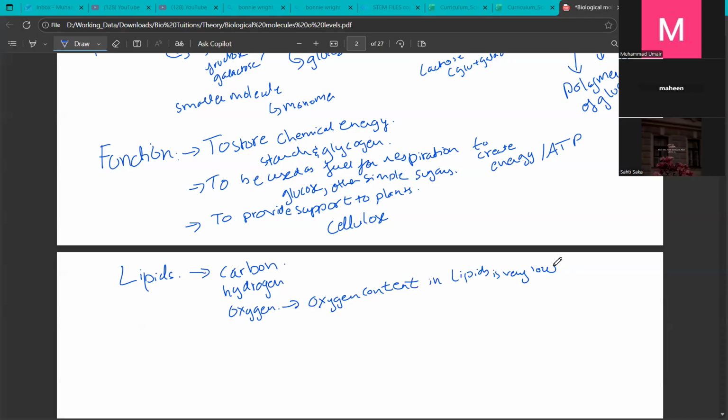Now, we just talked about monomers and polymers. So lipids are large molecules, yes, but they are not polymers. What does that mean? What's the definition of a polymer? I told you. The hint is in there.